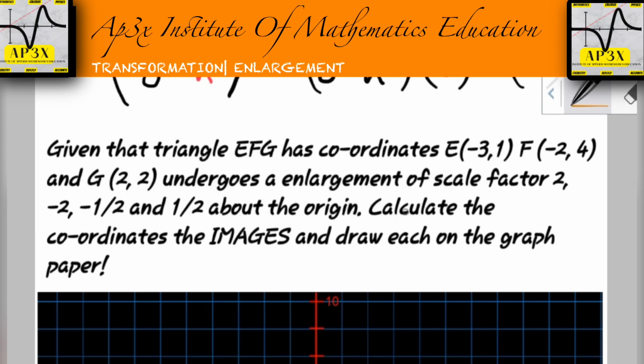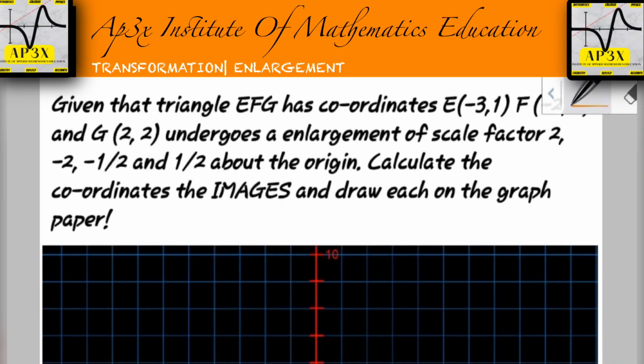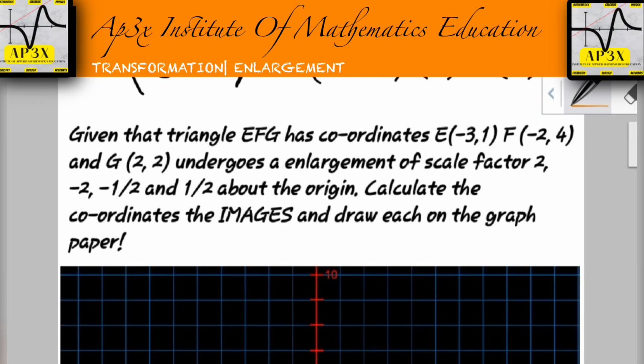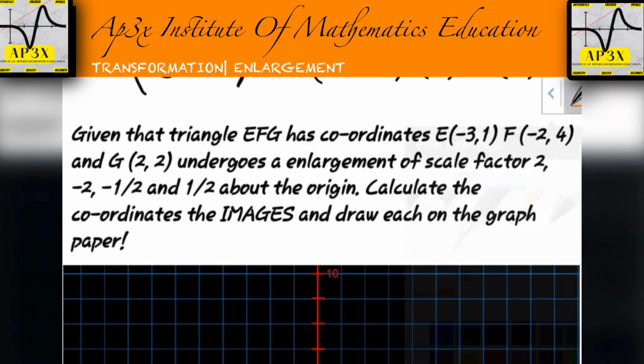Calculate the coordinates of the images and draw each on the graph. Now, for the purpose of exams, they're not going to ask you to do all 4. They're just going to ask you to do one. But the idea is that it's a complete tutorial, so I want you to be able to see what all the images are going to look like. Prior, I would have shown you drawn up images already, but we're going to get tangible with the question. So let us start out by plotting our point, (-3, 1).